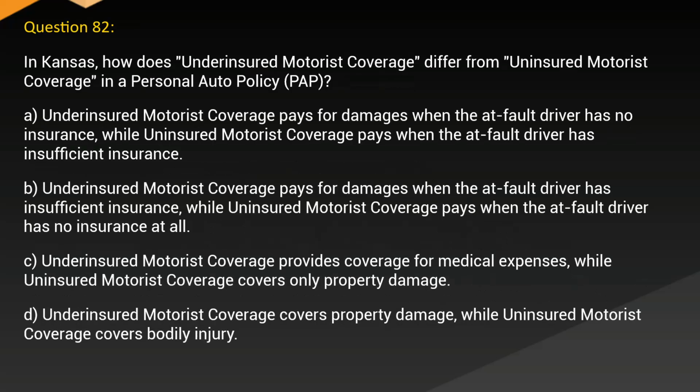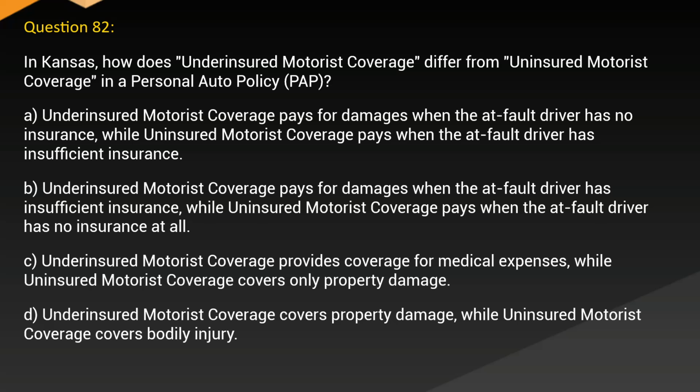Question 82. In Kansas, how does underinsured motorist coverage differ from uninsured motorist coverage? Personal auto policy, PAP. A. Underinsured motorist coverage pays for damages when the at-fault driver has no insurance, while uninsured motorist coverage pays when the at-fault driver has insufficient insurance.